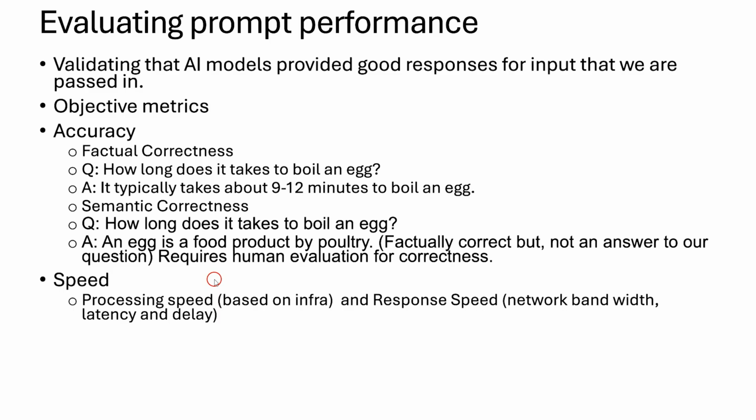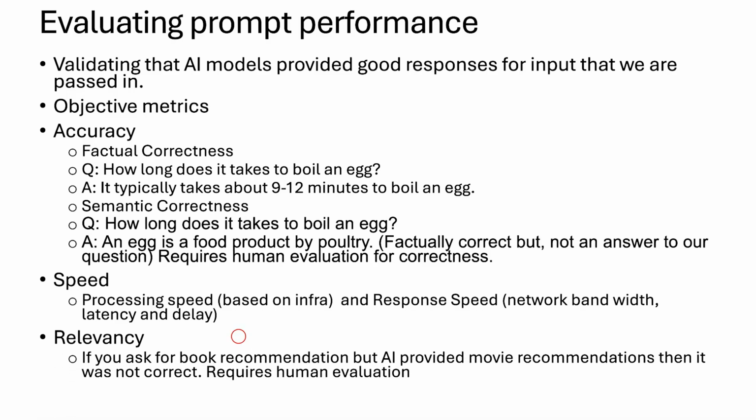The second one is speed, the speed of the response. It is based on two things. The processing speed, which is based on the infrastructure the LLM runs on, and the response speed, which is based on our network bandwidth, latency and delay. So there are two things. If we have good network bandwidth and latency, then there could be a problem in that AI model. So speed is also one of the objective metrics.